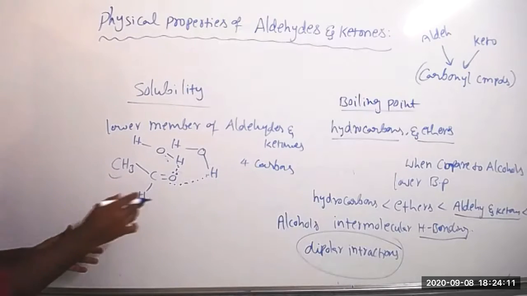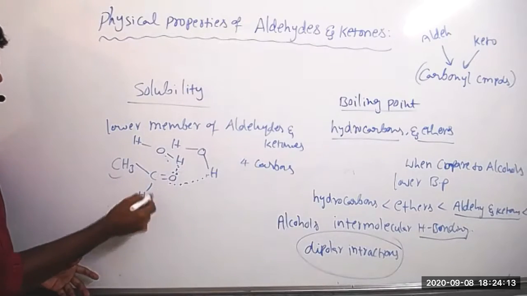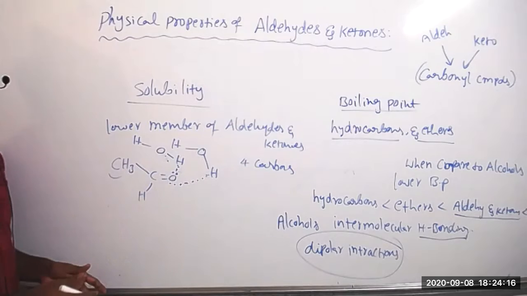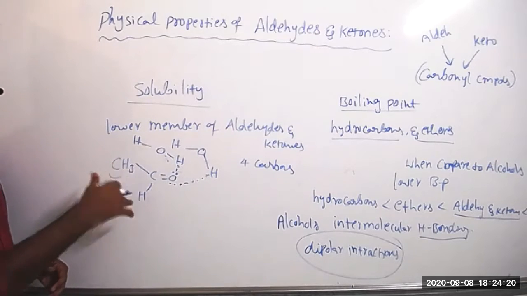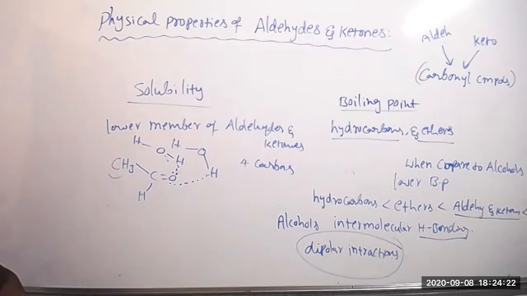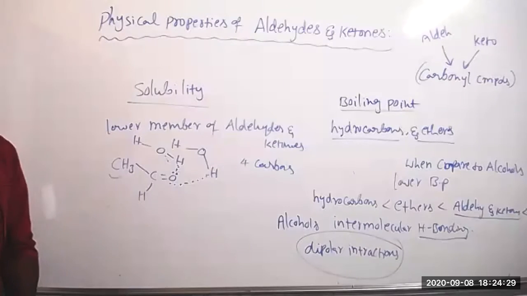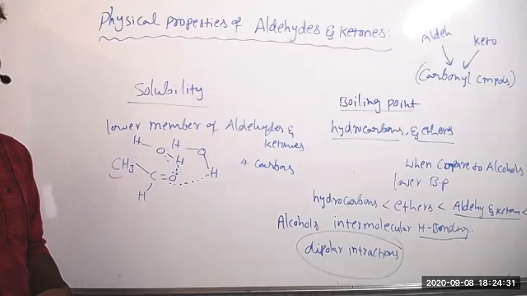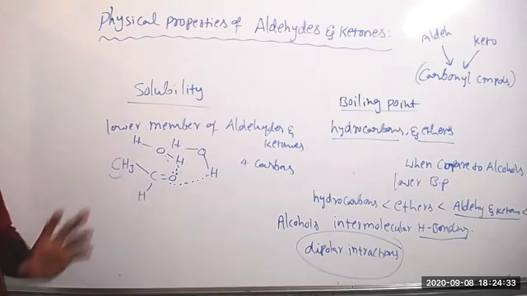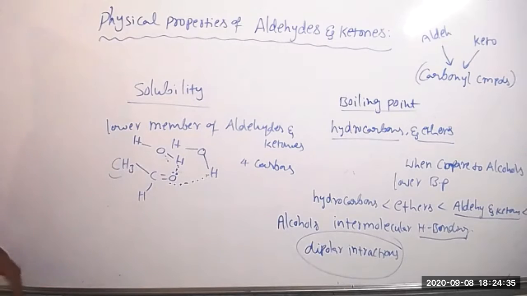Lower members only, like methanal, ethanal, propanal, even acetone, butanone. Those are soluble, but as the number of carbons increases, their solubility decreases. These aldehydes and ketones are easily soluble in organic solvents like benzene, toluene, ethers, and carbon disulfide. In those compounds, they are easily soluble. So this is about its physical properties. See, comparison between boiling points.